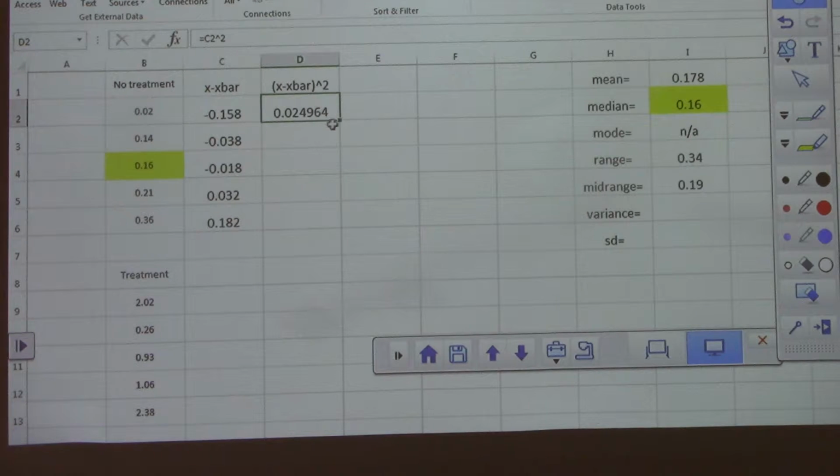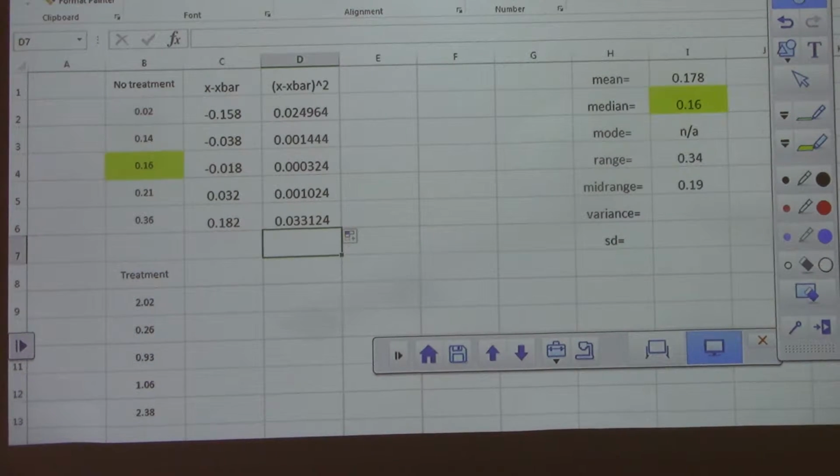And then what do we do with x minus x bar quantity squared? Add them all up, and that's your numerator. So your variance is equal to that numerator divided by 4. Why 4? Because it's n minus 1. And then what do you do to the variance to get the standard deviation? Take the square root, or raise it to the 0.5 power. There's your standard deviation.